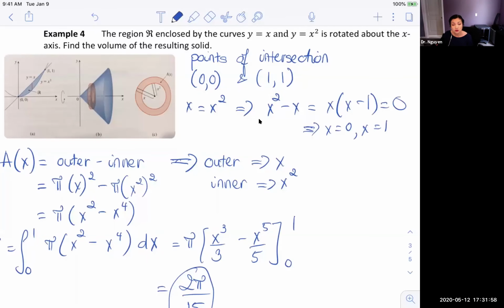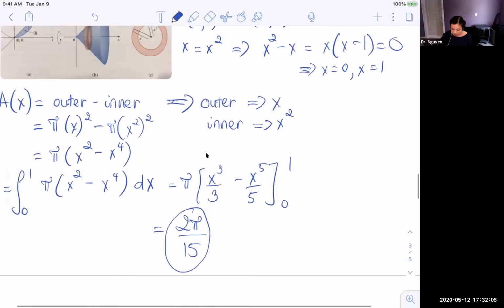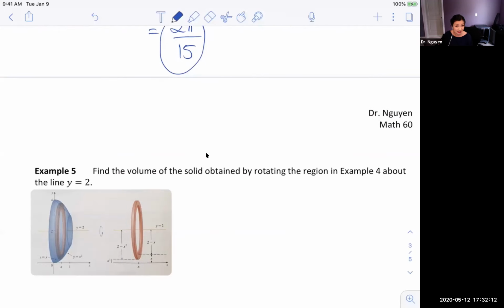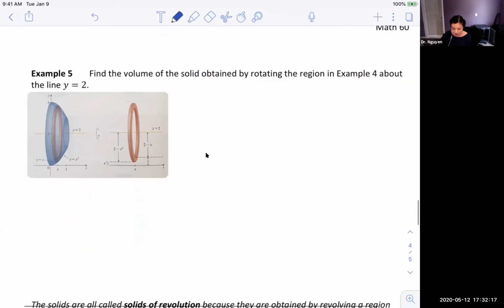Hi class. For this video, we're going to use the same curves that we used for example 4, but this time we're going to rotate the region about a different line instead of the x-axis. So this time, as you can see, we have the same curves, y equals x and y equals x squared, but we're going to rotate them about y equals 2. It's right here, so you can see that this is our cross section, okay?